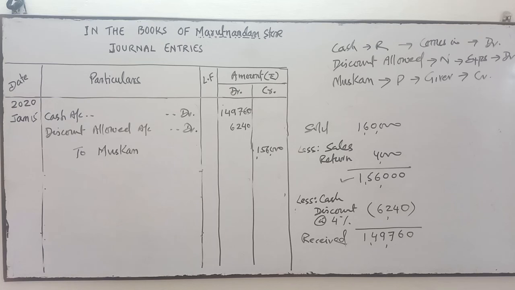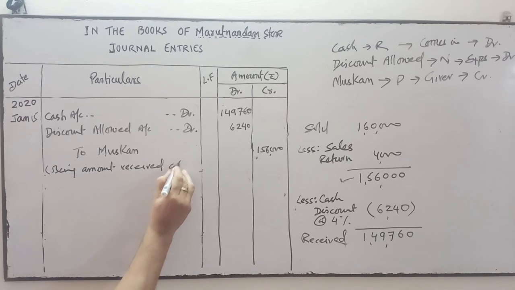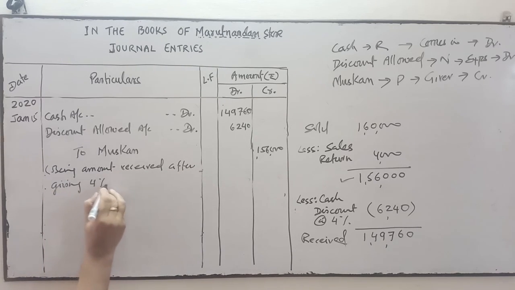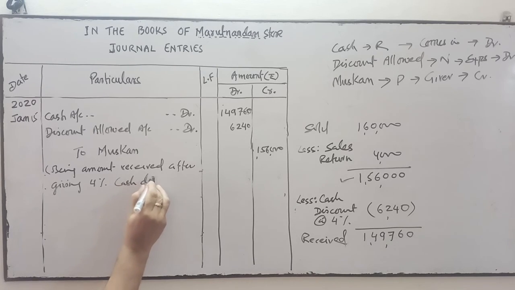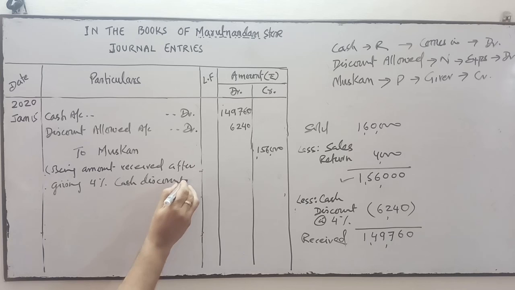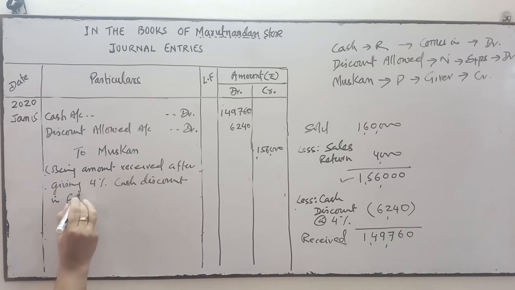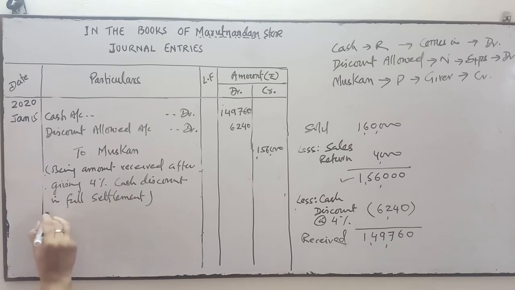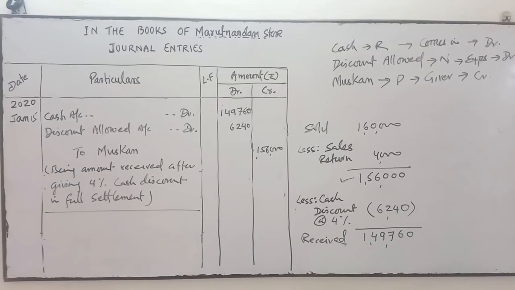So debit and credit is equal. So the narration will be: amount received after giving 4% cash discount in full settlement. That's it. So this transaction is completed. So this transaction is clear.